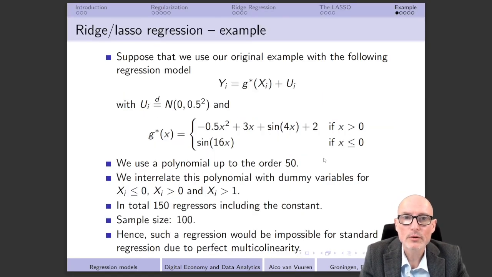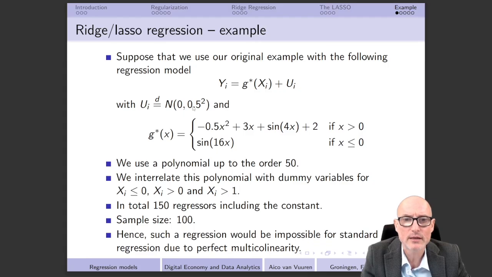I would like now to go on with a simulation example regarding ridge and lasso regression. We are coming back to the simulation example that we have already seen before, but now I'm going to look at a slight extension. Still, we have yi on the left hand side, and on the right hand side we have g star of xi plus this ui, where we still assume that ui is normally distributed with a mean equal to 0 and a variance equal to 0.25. That means that the standard error is equal to 0.5.